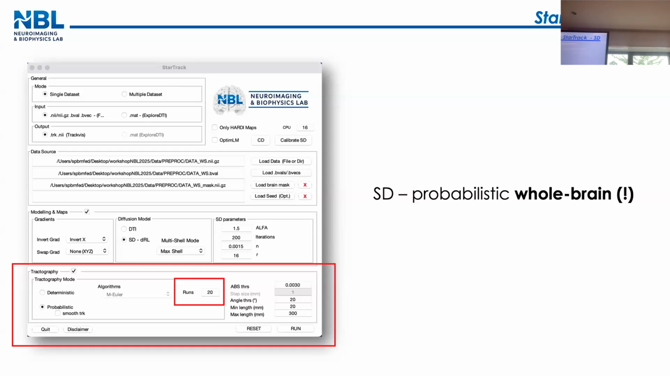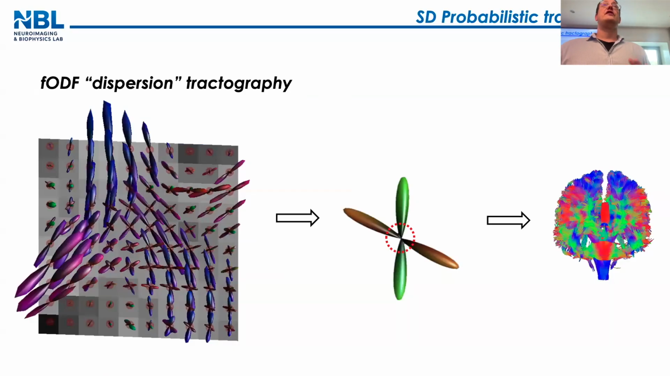So for example, 20 degrees is a good angle. For probabilistic, 20 degrees is what you want. And an absolute threshold of 0.03 or 0.035, because essentially you will see it tends to go almost everywhere. So you want to kind of constrain, limit where it's going. And the probabilistic tractography is very simple.